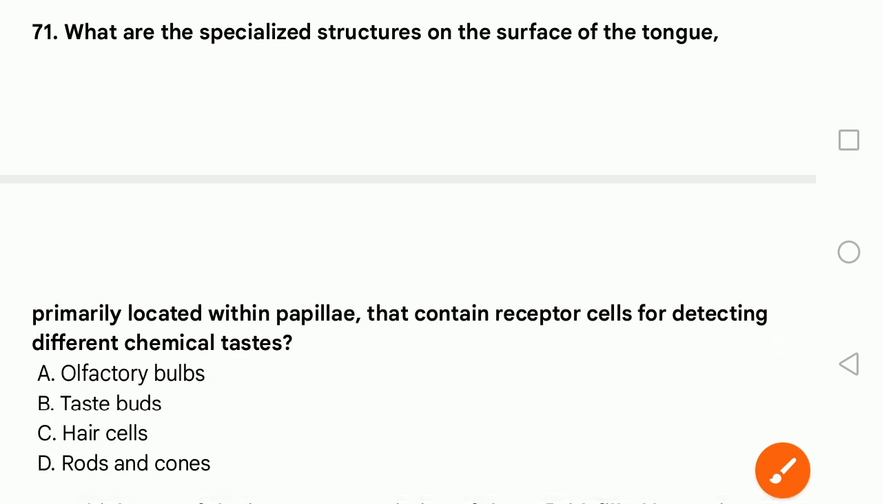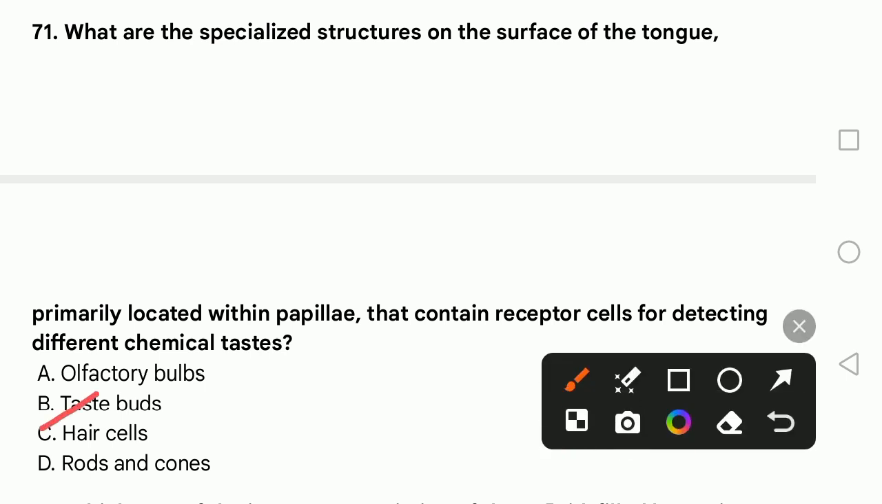71. What are the specialized structures on the surface of the tongue, primarily located within papillae, that contain receptor cells for detecting different chemical tastes? Taste buds.